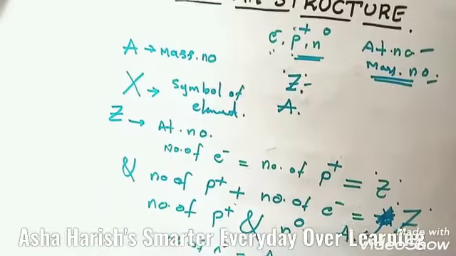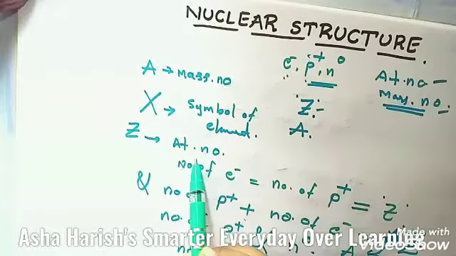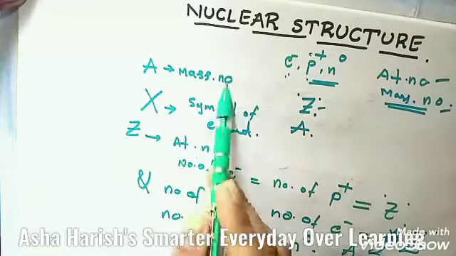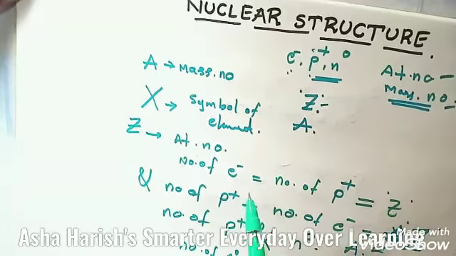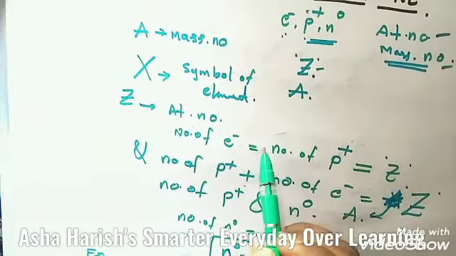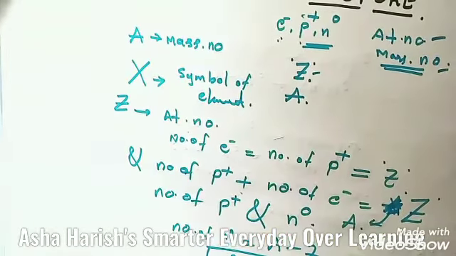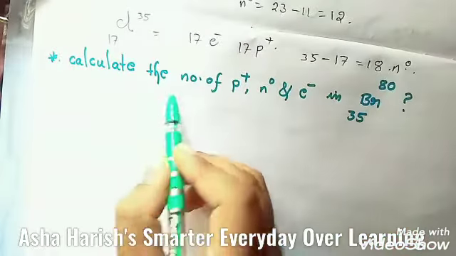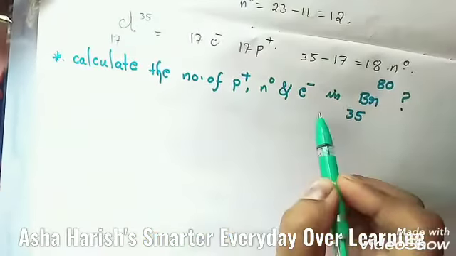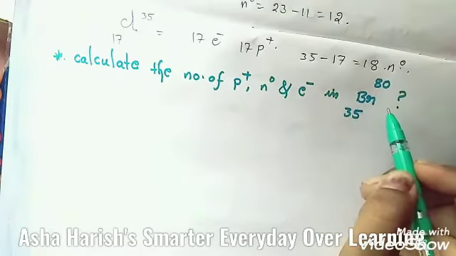Okay students, this is about the nuclear structure. This is the formula to find the atomic mass and atomic number, how many electrons are present in that atom, and how many neutrons and protons are present in that atom. And let's do some problems based upon the nuclear structure. You will have a clear idea about this. Now we have the question: calculate the number of protons, neutrons and electrons in bromine, 35 and 80.